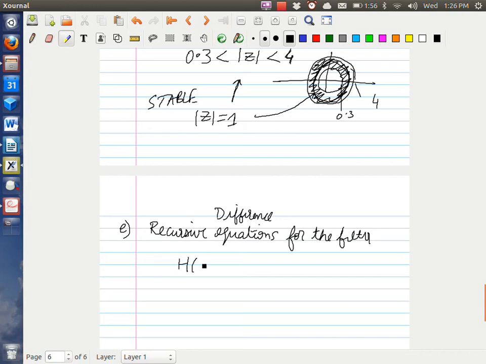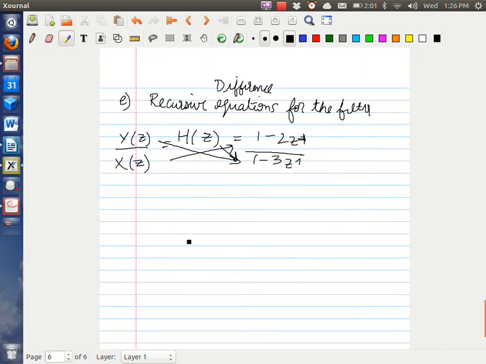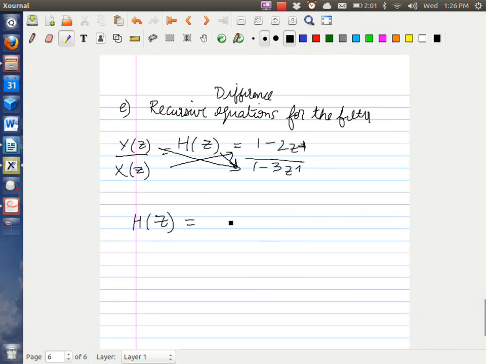You remember for any H of z, like 1 minus 2 z inverse, you just cross multiply. You write this as Y of z over X of z, then you cross multiply and you take the inverse z transform. So in this case, the H of z is not a single term, it's a sum of 2. So you had 1 over 1 minus 0.3 z inverse, and you had 1 over 1 minus 4 z inverse.